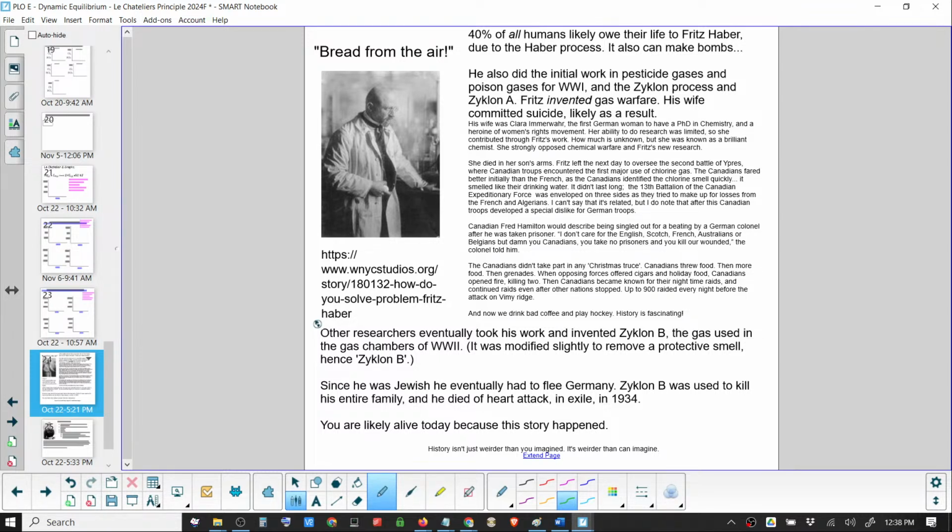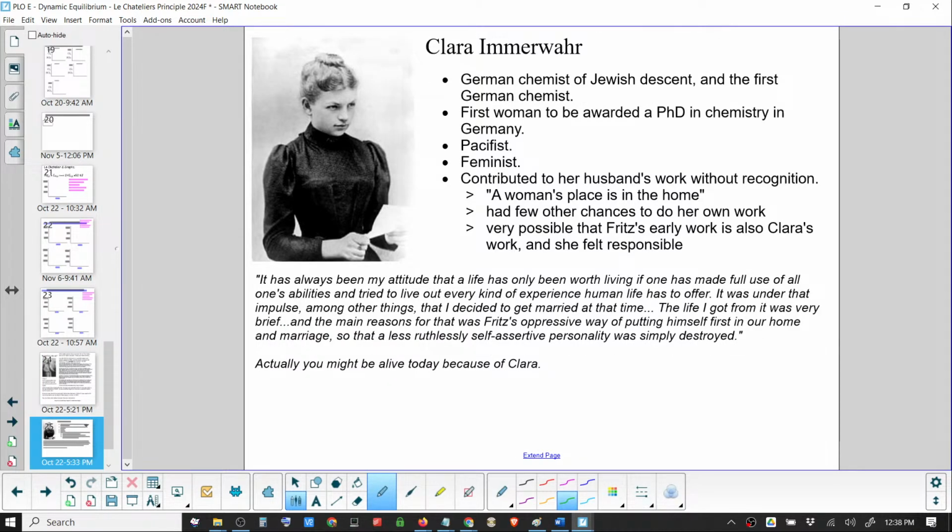When I say it's a sad story, his wife was a brilliant chemist. But at the time, you can't be female and a brilliant chemist at the same time. You can't have a job and be married. How are you going to serve your husband? So as soon as she got married, she was fired. She's not allowed to have it. She's the first woman in Germany to be awarded a PhD.